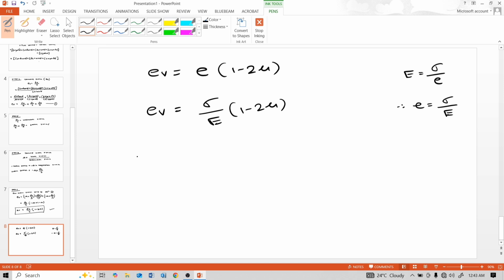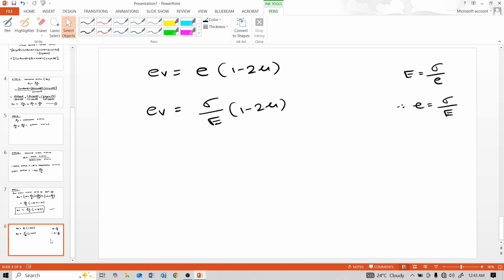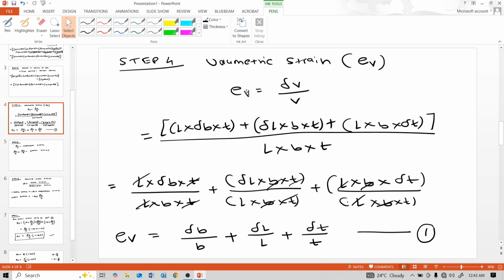That means the volumetric strain of a rectangular bar can be expressed in terms of stress and Young's modulus, in terms of strain, and in terms of change in length to the original length. Also, see this formula: EV is equal to delta V upon V. Volumetric strain is equal to change in volume upon original volume.